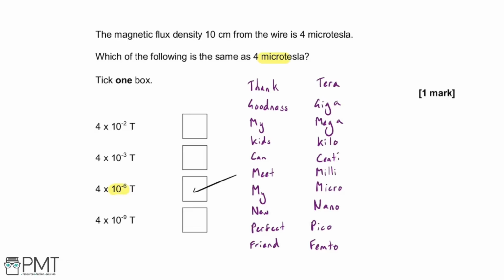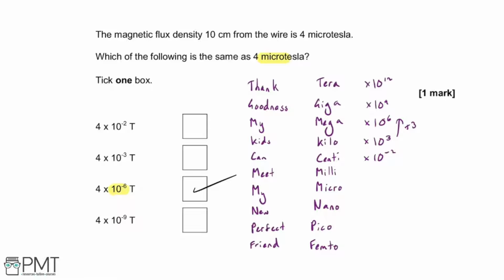So tera is times 10 to the 12, giga is times 10 to the 9, mega times 10 to the 6, kilo times 10 to the 3, centi is times 10 to the minus 2. It does seem like it skips a bit there. From kilo, the power goes up in threes, and then this skips down to minus 2. But if you think about there being 100 centimeters in a meter, and 100 is 10 to the 2, then a centimeter is a meter times 10 to the minus 2. That's the best way of remembering it, I think.